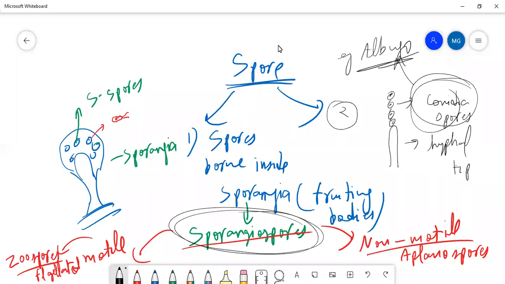तो कई बार हमें याद रखना है कि aplanospore मतलब नॉन मोटाइल. तो चाहे वो sporangiospores हो चाहे conidia हो, because they are all non-motile. So any non-motile spores in general we call them as aplanospores. So sometimes conidia will also come under aplanospores only. So this is about that.